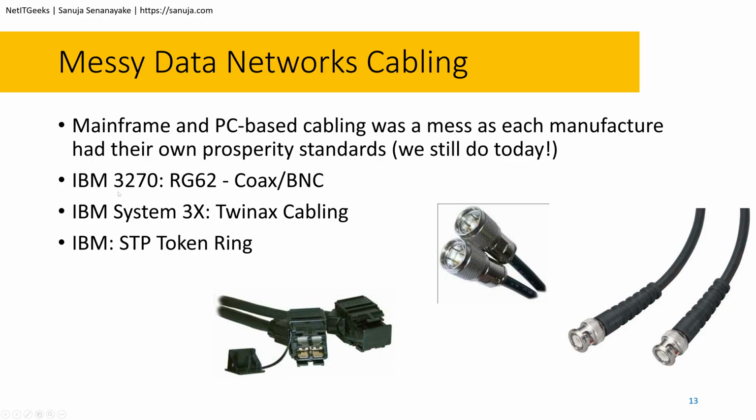So in the past, for example, in IBM 3270, we had RG62 coax, BNC, IBM System 3X had Twinax cabling, and the IBM STP token ring. And these are some different cabling standards. As you can see, these are some of them shown here in this slide. Those are becoming very complex, right? Confusing. So IBM 3270, I believe, is this one, and the System 3X is this one, and the IBM STP token ring is this one. But see, even within IBM, the cabling methods and connections change from system to system.